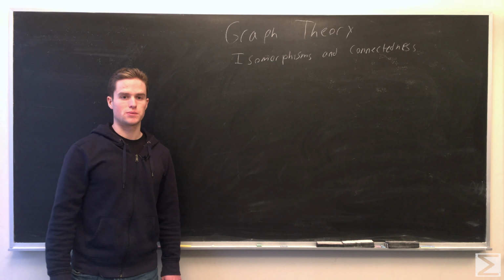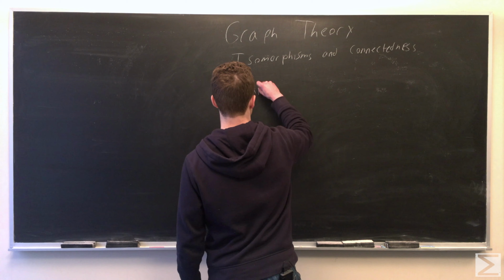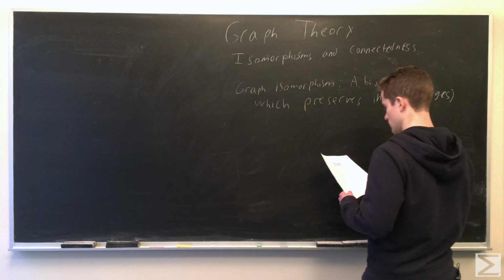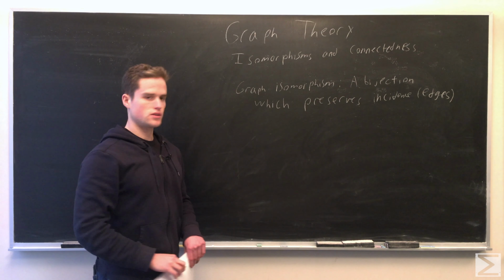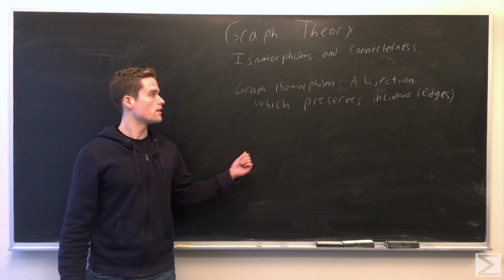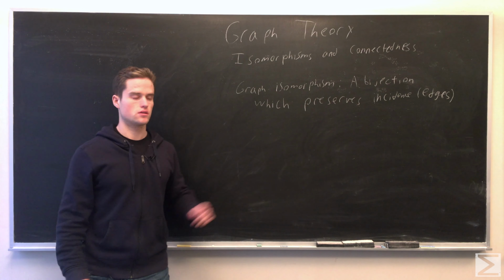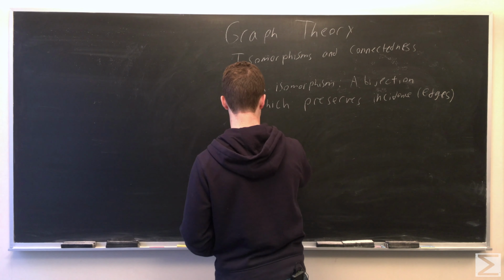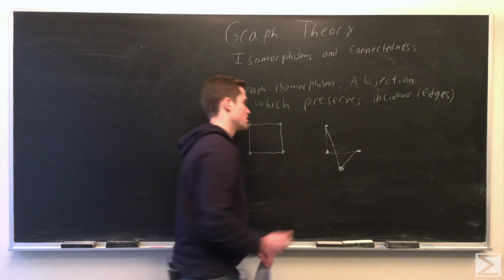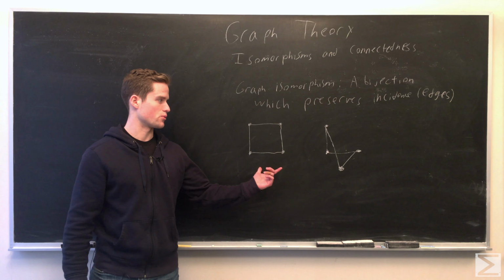So an isomorphism of a graph is, if we have two graphs, a bijection between the vertices that preserves incidence between the vertices. So these two graphs are isomorphic.